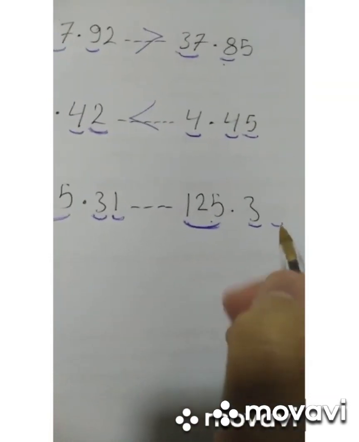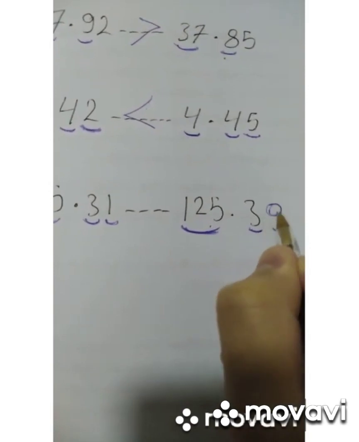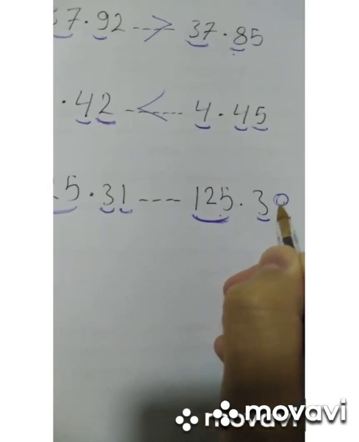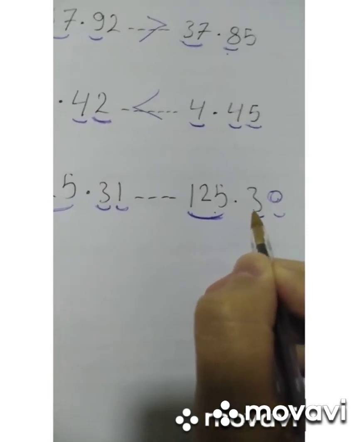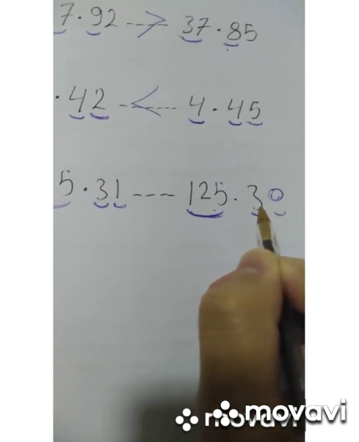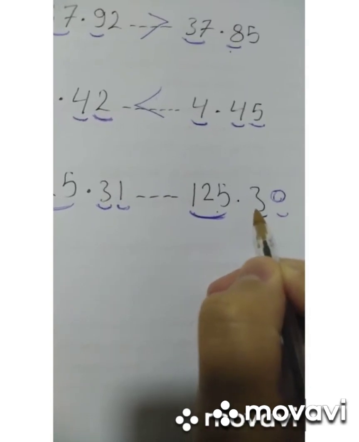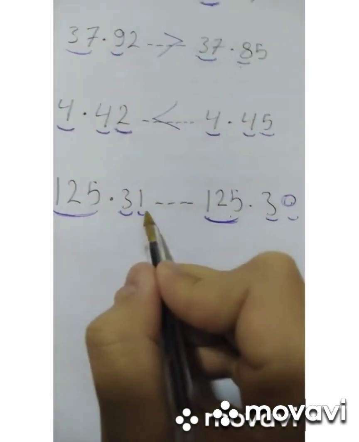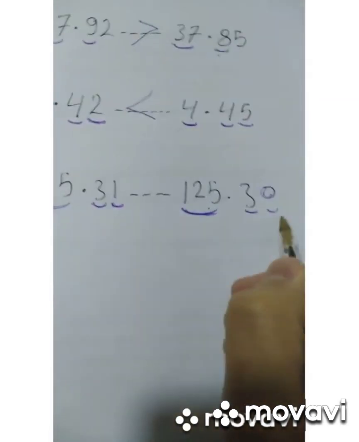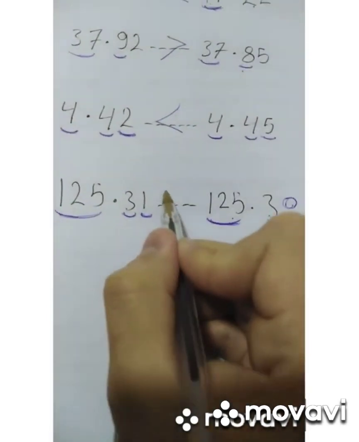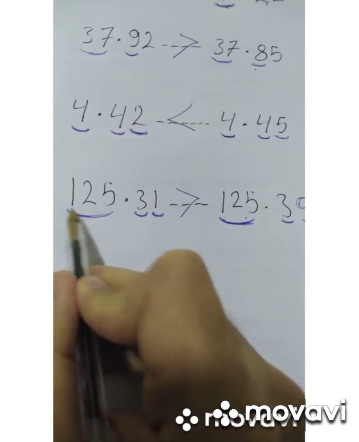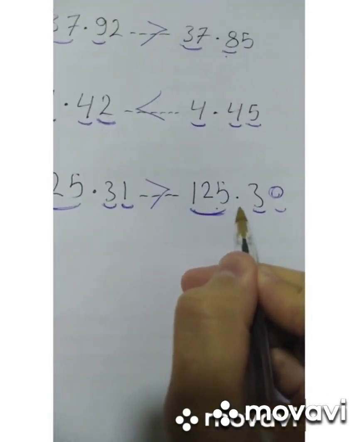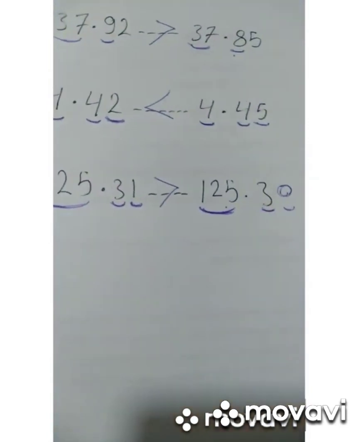What could we do now? Yes, put 0. If we don't have hundreds, we can put 0. We said before that 3 tenths equals 30 hundredths, the same. So we can put 0 now. Okay, now can we compare? Yes, we can. What is the greater, 1 or 0? No, 1 is greater. So the decimal number 125 and 31 hundredths is greater than 125 and 30 hundredths.